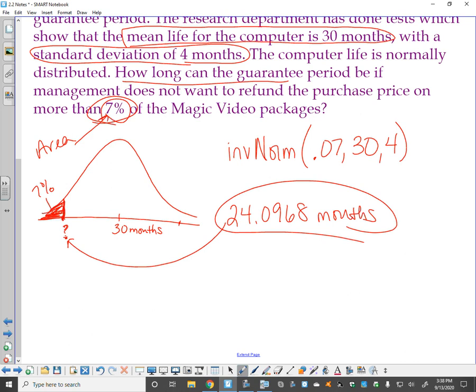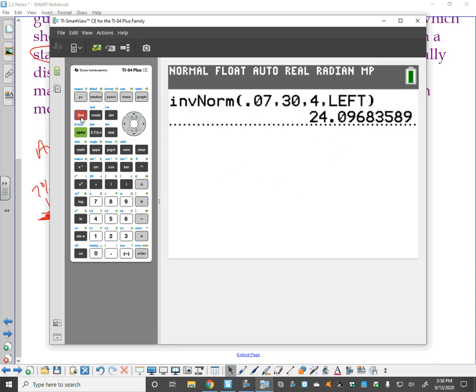Okay, now watch what I'm going to do. Let's go backwards. What if I normal CDF from negative infinity or 0, because you can't have negative time, to 24.0968 with a mean of 30 and a standard deviation of 4. Now, when I type this in, think about what I should get. This finds the area, and the area is 7%. So let's test it. I'm going to normal CDF.